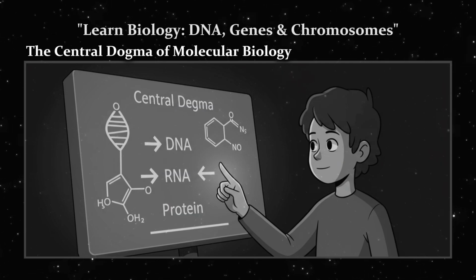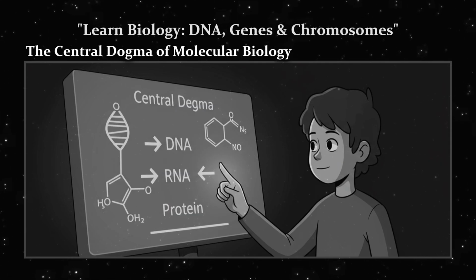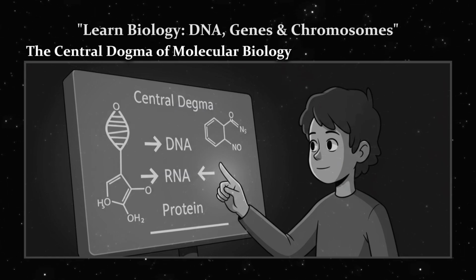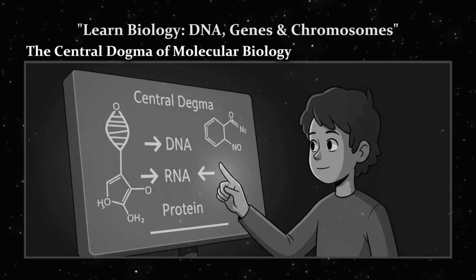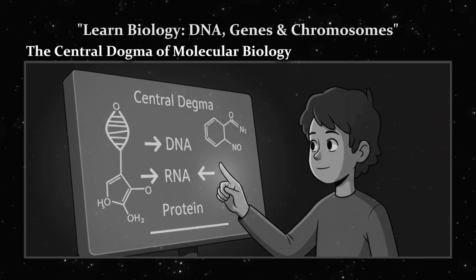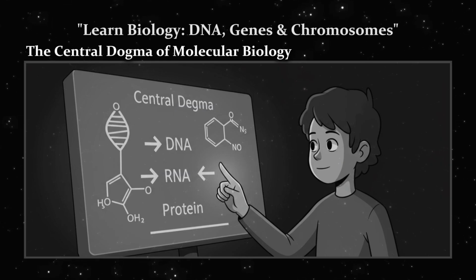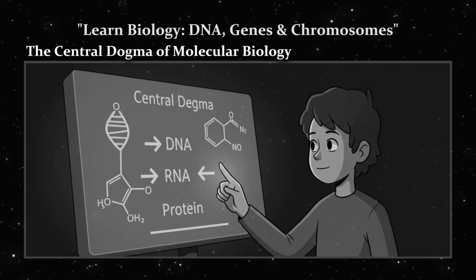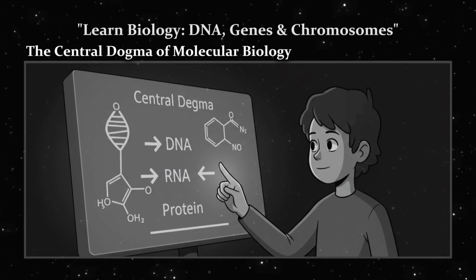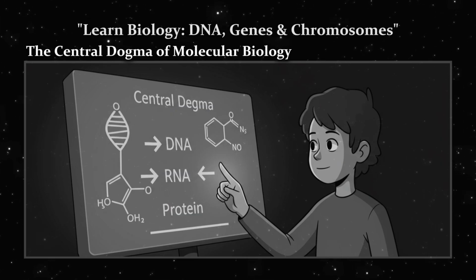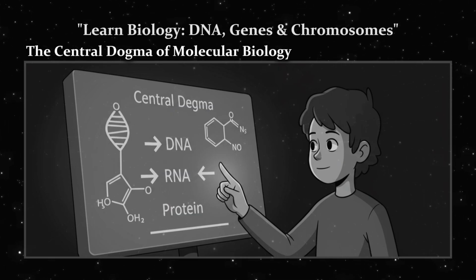The central dogma, in its most essential form, is a simple and profoundly elegant statement. DNA makes RNA, and RNA makes protein. Let that simple phrase settle in your mind. DNA makes RNA, and RNA makes protein. This one-way street of information is the absolute foundation of all function in every living cell. Let us examine each component of this flow.